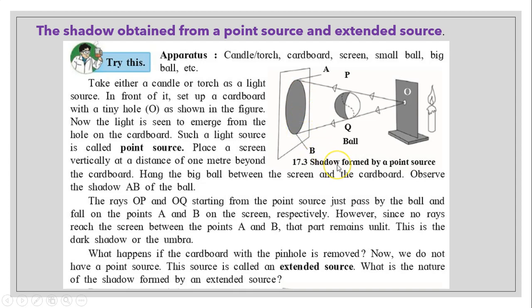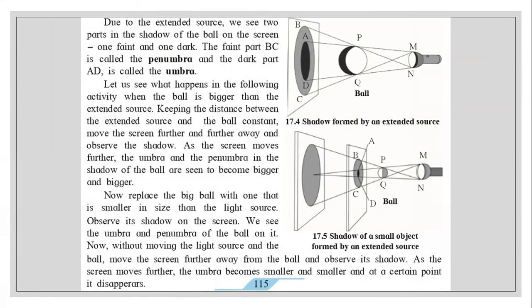What happens if the cardboard with the pinhole is removed? Now we do not have a point source. This source is called an extended source. What is the nature of the shadow formed by an extended source? Now if we remove the cardboard, this source is no longer a point source. This is called an extended source now.